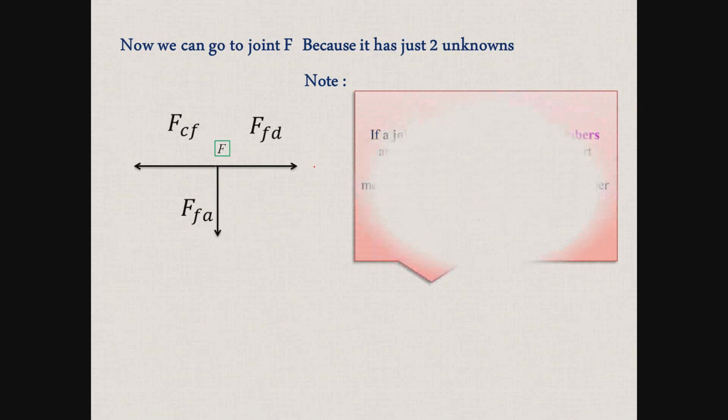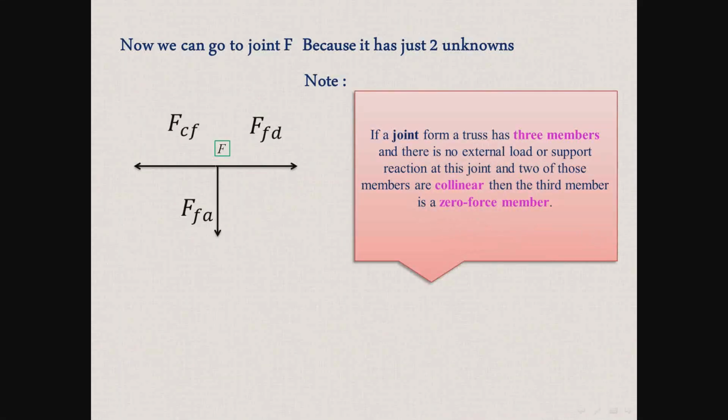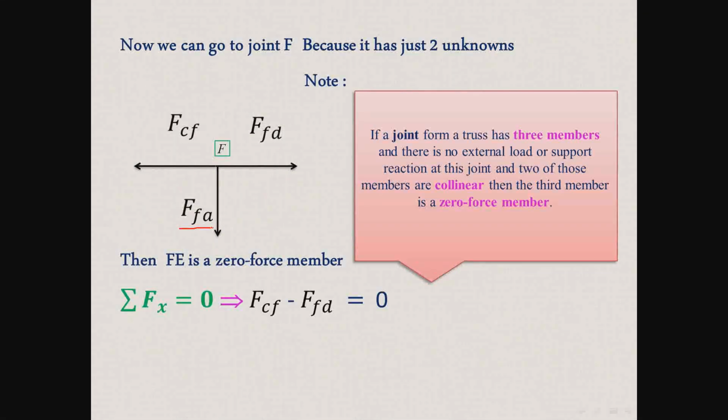There is a rule here that says that if a joint from a truss has 3 members and there are no external loads or support reactions at this joint and 2 of those members are collinear, then the third member is a zero force member. So according to this rule, the force in the member FA is zero. So we can write the sum of the forces in the x direction equals 0. So we have FD and FCF. We can find that the force in the member FD equals 1.4.